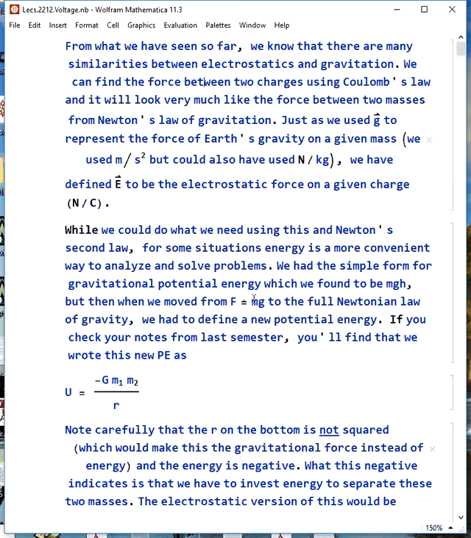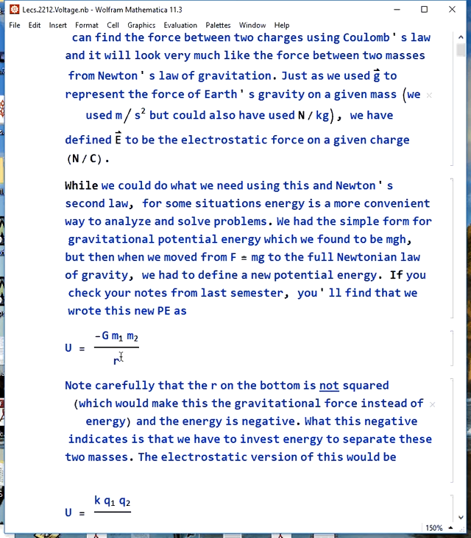So when we started Physics 1, we had the simple form for gravitational potential energy, which was just mgh. And then when we went from F equals mg to the full Newtonian law of gravity, we had to define a new potential energy. If you check your notes from the previous course, the new potential energy was written U equals negative G m1 m2 over r.